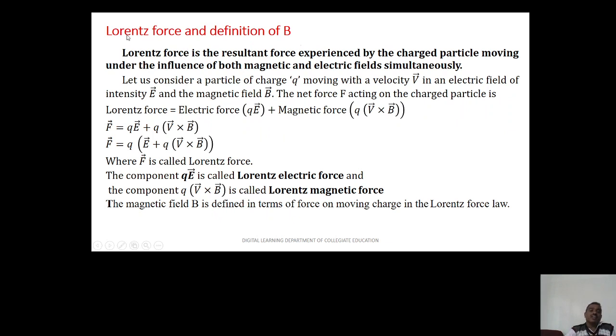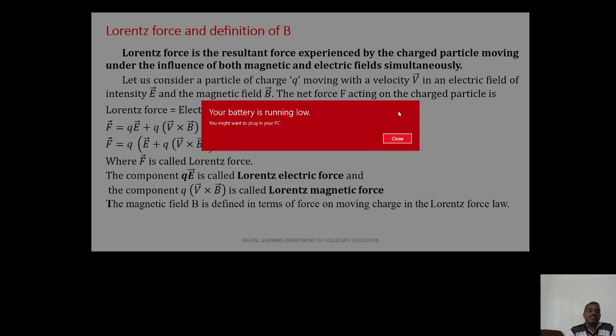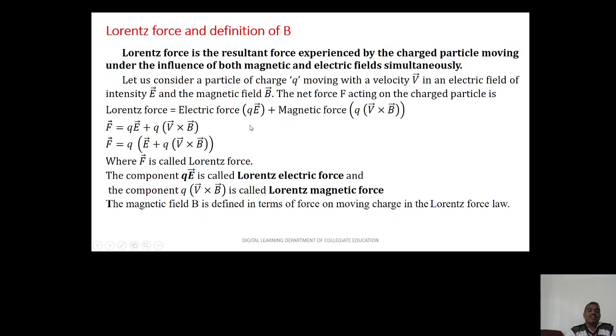And if you come to the Lorentz force, the definition of B: the Lorentz force is the combination of force experienced by charged particles moving in both the electric field as well as the magnetic field. Let us consider a particle of charge q moving with a velocity v in an electric field of intensity E and a magnetic field B. Then the net force acting on the charged particle, the Lorentz force, is equal to the sum of the electric force plus the magnetic force.